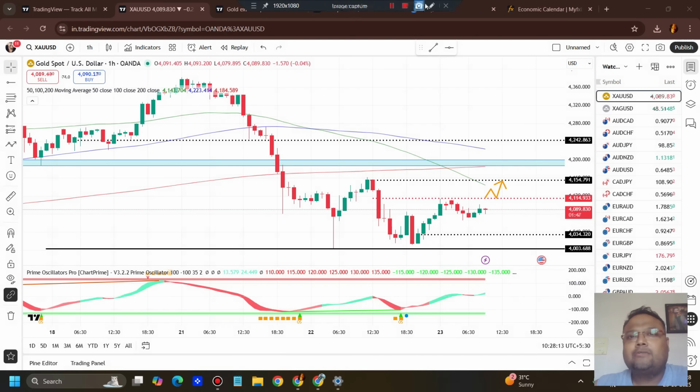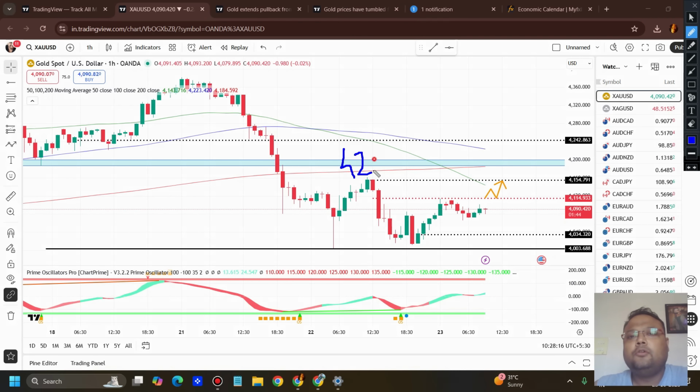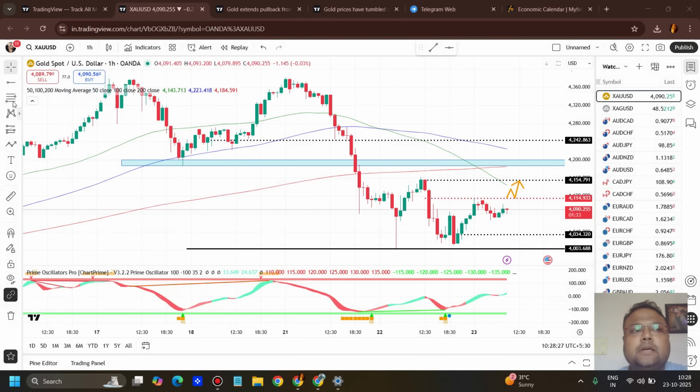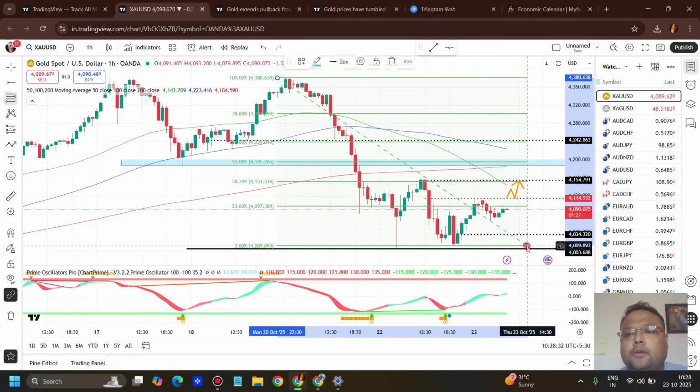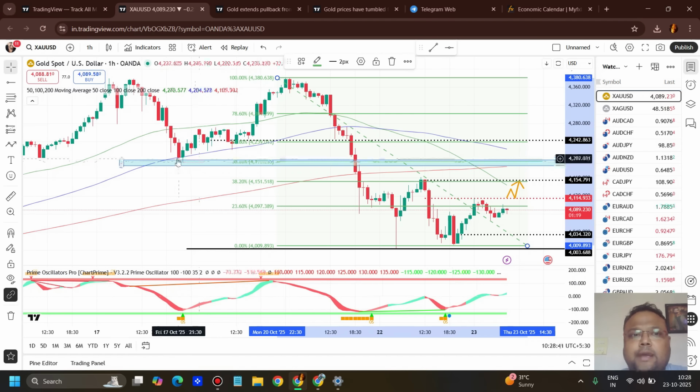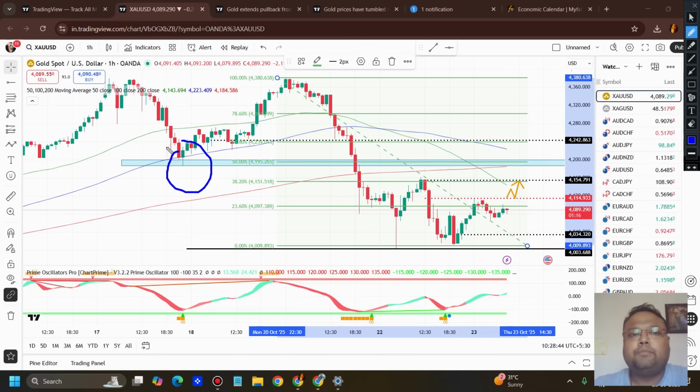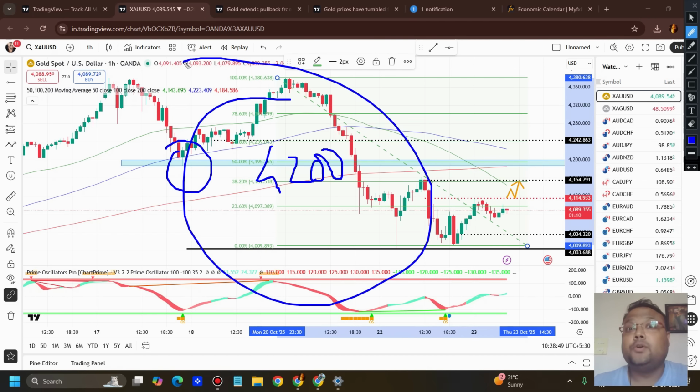If gold goes up from here, the best level to sell is around 4200, 4190. Yesterday we also discussed that 4200 is a round-number psychological level that will be playing as resistance. Moreover, if we draw Fibo here, you can see we have the 50% retracement level. You can also see the previous support will be acting as resistance.